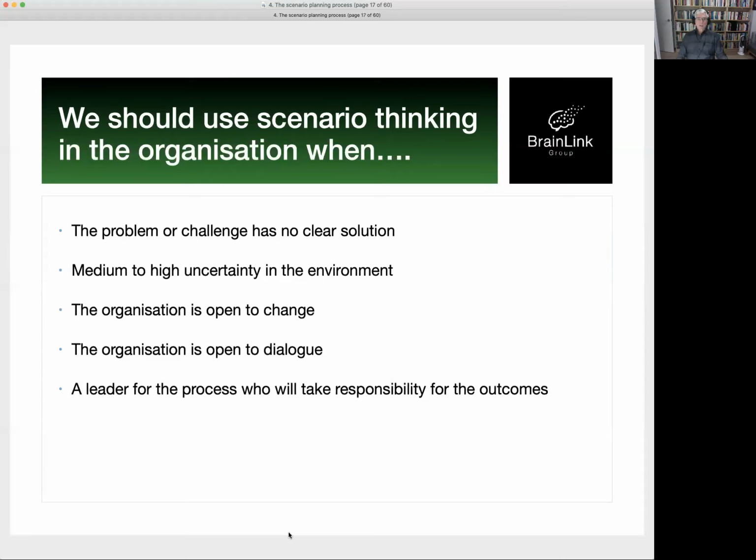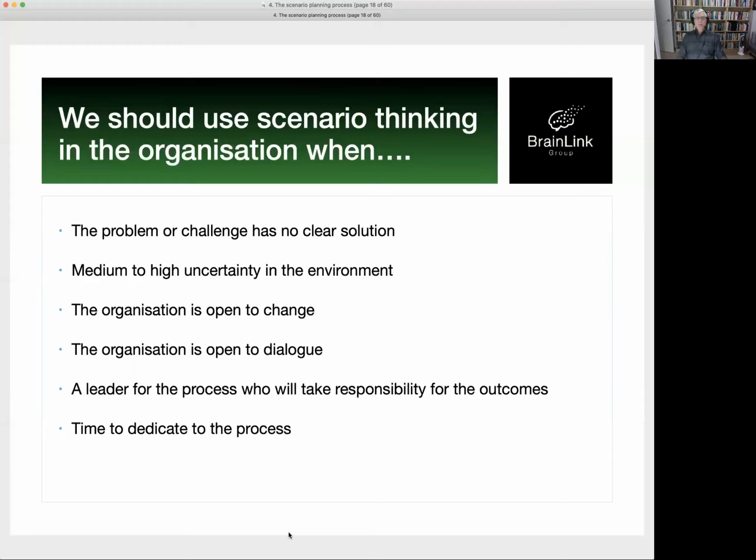You've also got to have a leader who will control and manage the process and take responsibility for the outcomes. This really needs someone to take ownership of the process and steer it all the way through, and really coordinate all the activities that have to take place, and then be prepared to defend the outcomes once they've come out at the other end.